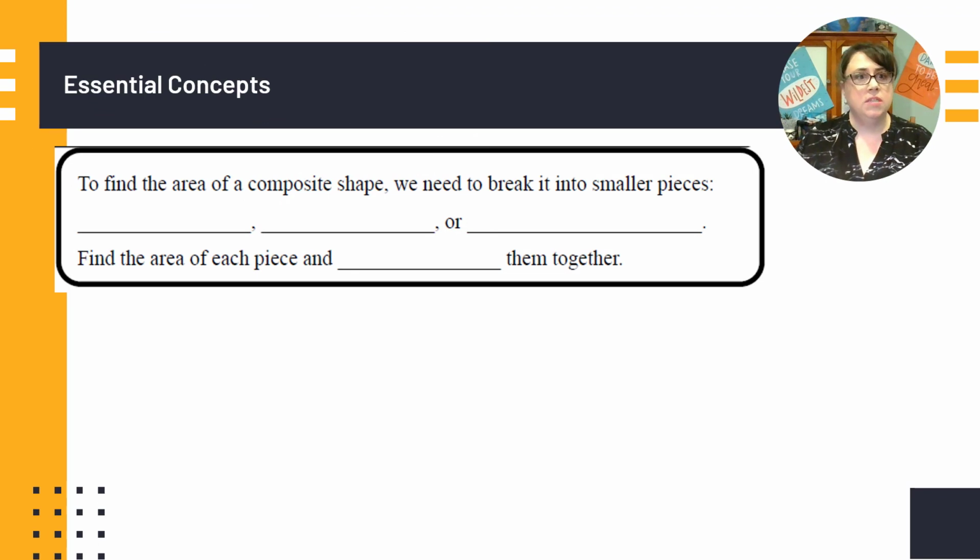One of the essential concepts for today is to remember that when you have a composite shape, it's made of multiple pieces. And today we'll need to break it into those smaller pieces, such as rectangles, triangles, or parts of circles. And then find the area of each piece and add them together.